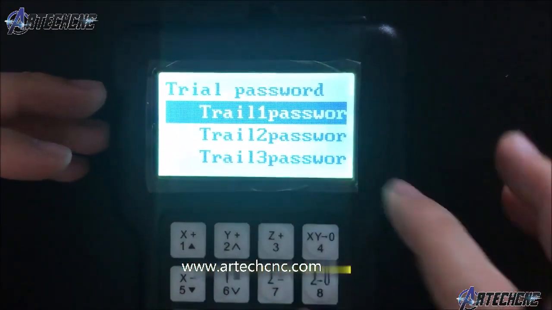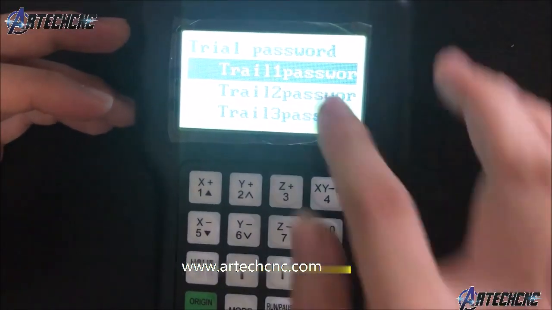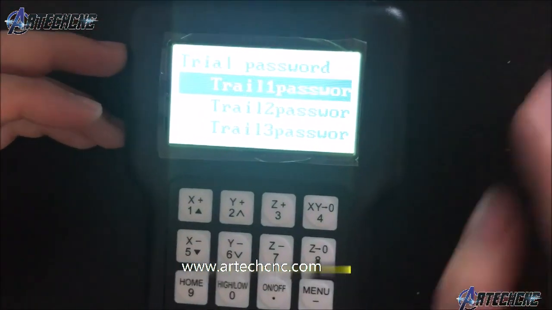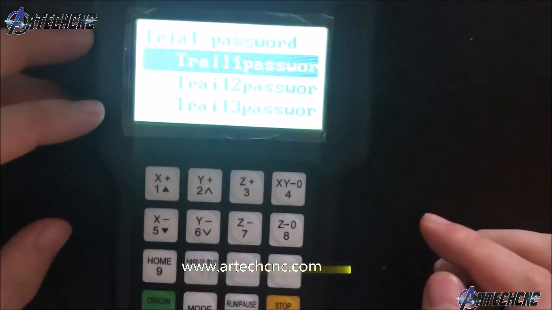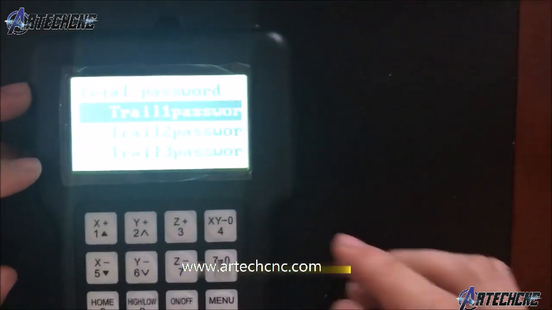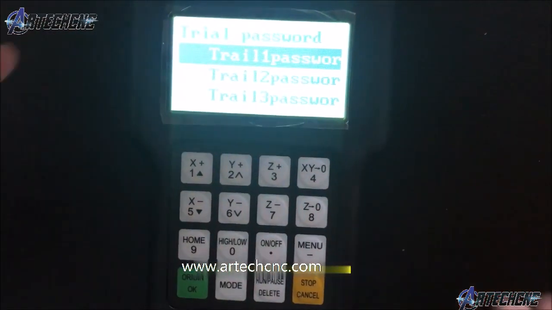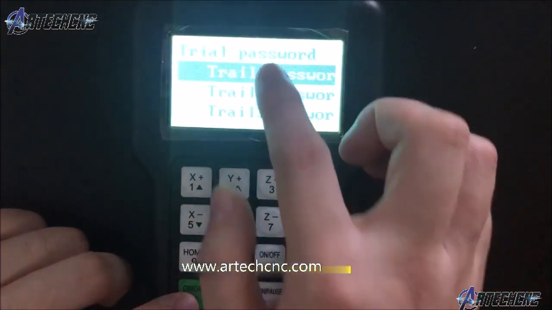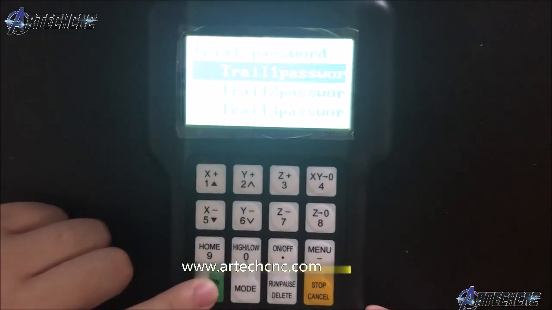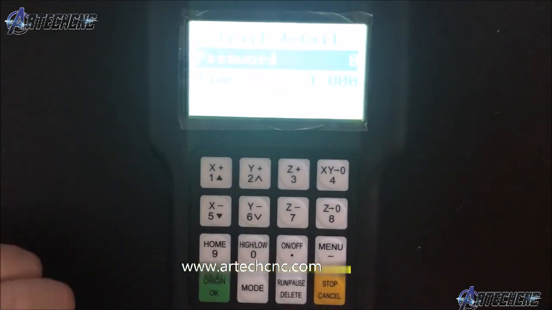One password we set it 1D. The second password we set it 4D. That is the function. Usually we only need to set only one group of password. Like this one, the first group of password.